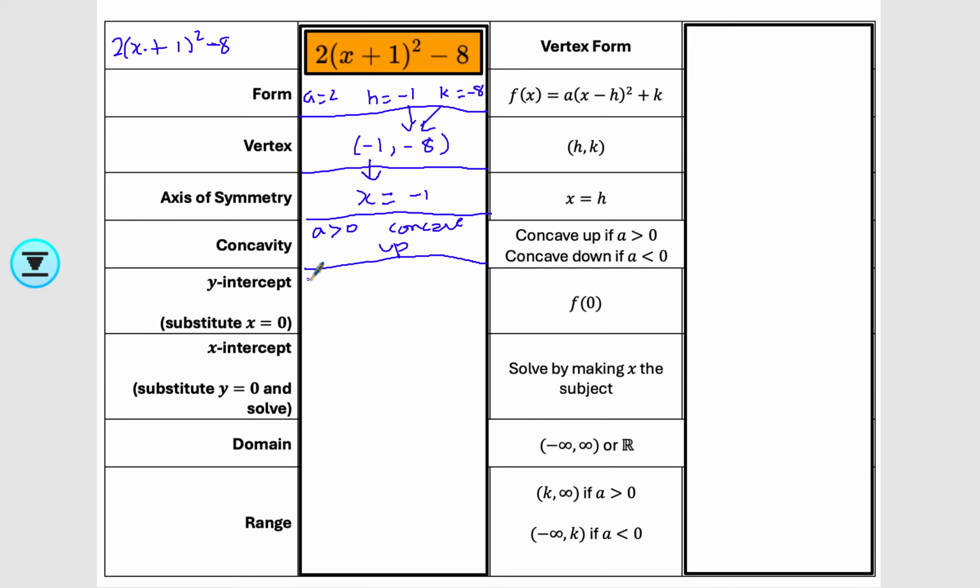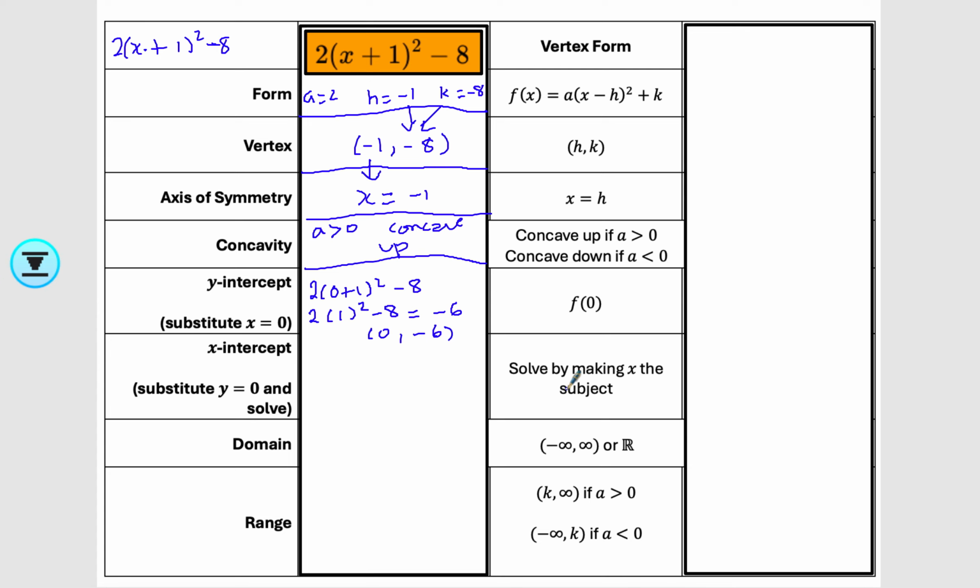The y-intercept, I just substitute 0. So 2(0 + 1)² - 8. I'll simplify that. I get 2(1)² - 8. 1 squared is 1, and then 2 times 1 is 2. 2 minus 8 will give me a -6. So as coordinates, it is (0, -6).